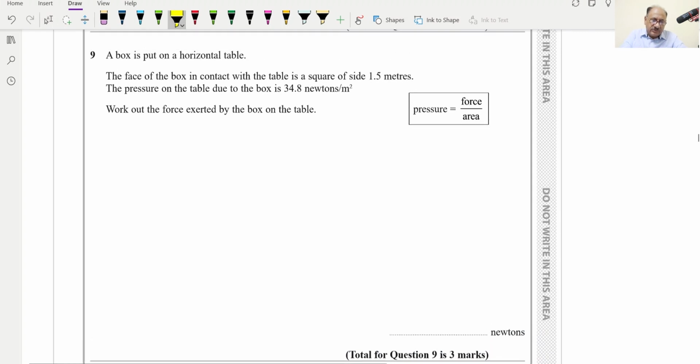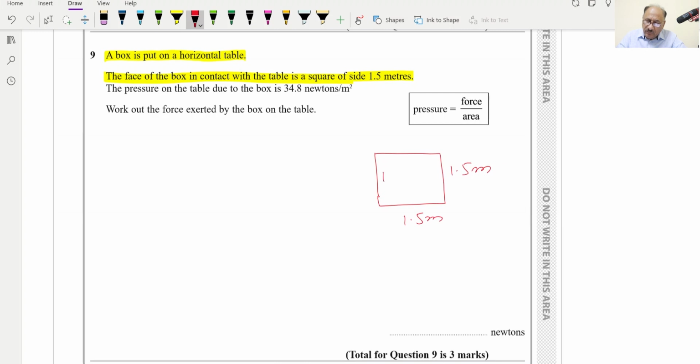A box is put on a horizontal table. The face of the box in contact with the table is a square of side 1.5 centimeters. So a square of side 1.5, like roughly if we draw a square, one side is 1.5 meters and this side is also 1.5 meters.